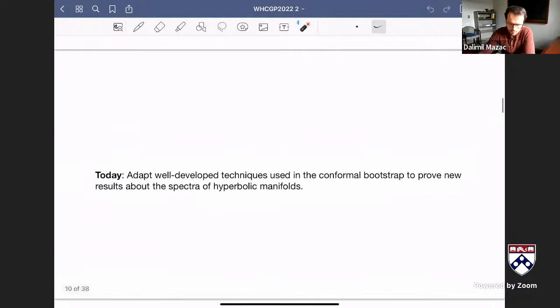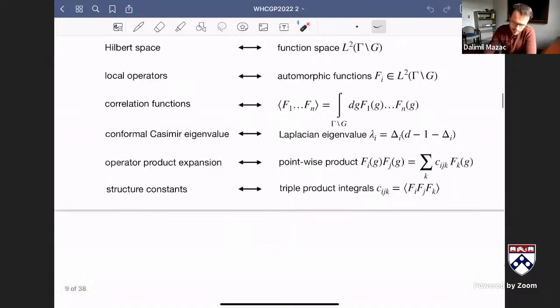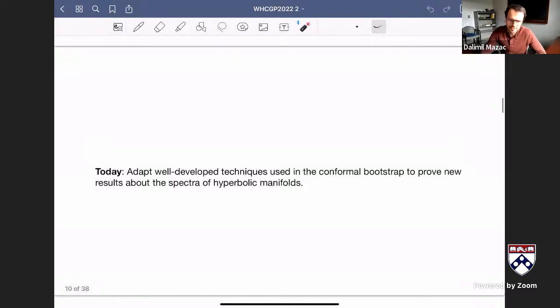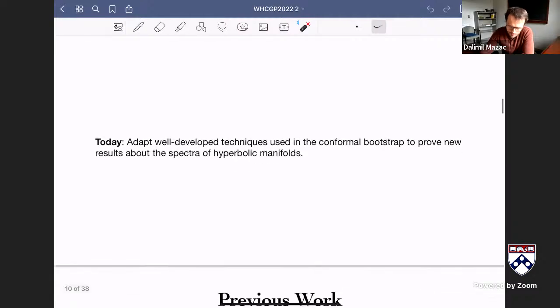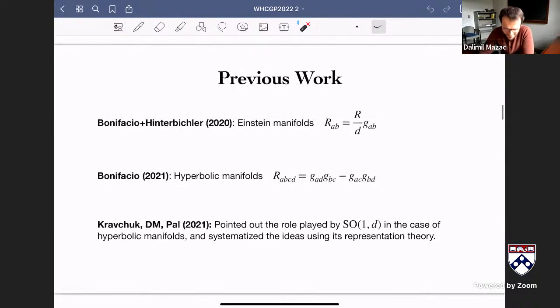Okay. So the goal today will be to adapt some well-developed techniques that we have been using in the conformal bootstrap, on the left-hand side of this dictionary, and apply them on the right-hand side of the dictionary. We'll use them to prove some new results about the spectrum of hyperbolic manifolds. I want to emphasize that we are going to prove them. Everything is completely rigorous. Even though we are inspired by physics, the bounds that we learn about will be rigorous by pure math standards. Hopefully I'll convince you of that.